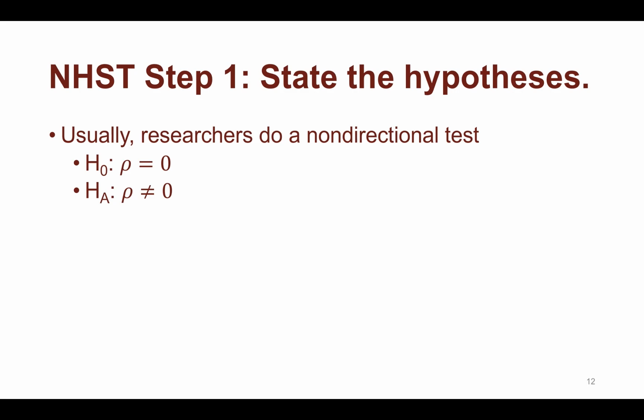All right, so the first step, as we said, was to state the hypotheses. So typically researchers do a non-directional test, which just means that we're not sure if the correlation is going to be positive or negative. We're not making that prediction ahead of time. We're just saying that there is going to be some correlation, whether it's negative or positive. So our alternative hypothesis is just written as not equal to, as opposed to saying it's less than 0 or greater than 0, which would be a directional test.